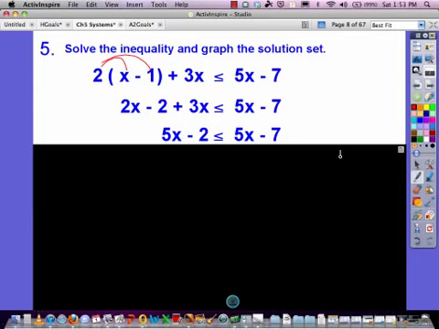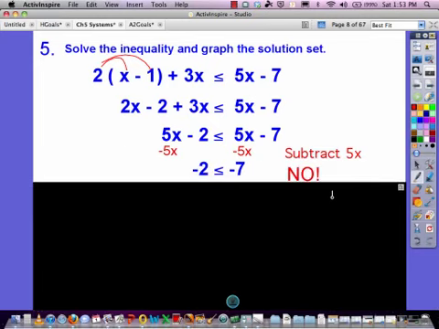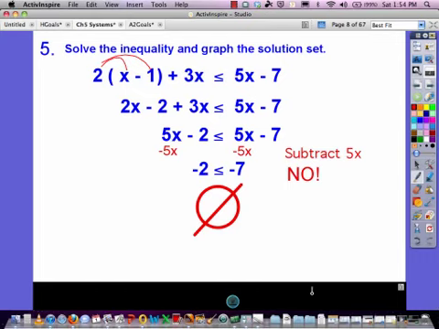Then I need to move variables one way, numbers the other. I chose to move the negative 5x, and that left us this. Negative 2 is less than or equal to negative 7. Now, think about that. Negative 2 is less than or equal to negative 7. Oh, negative 2 is actually to the right of negative 7 on a number line, which means it's actually greater. So that's why I say no. And so in this case, you have a false statement. And a false statement means empty set. And for those of you who like to say no solution, that would be another way to finish this problem.